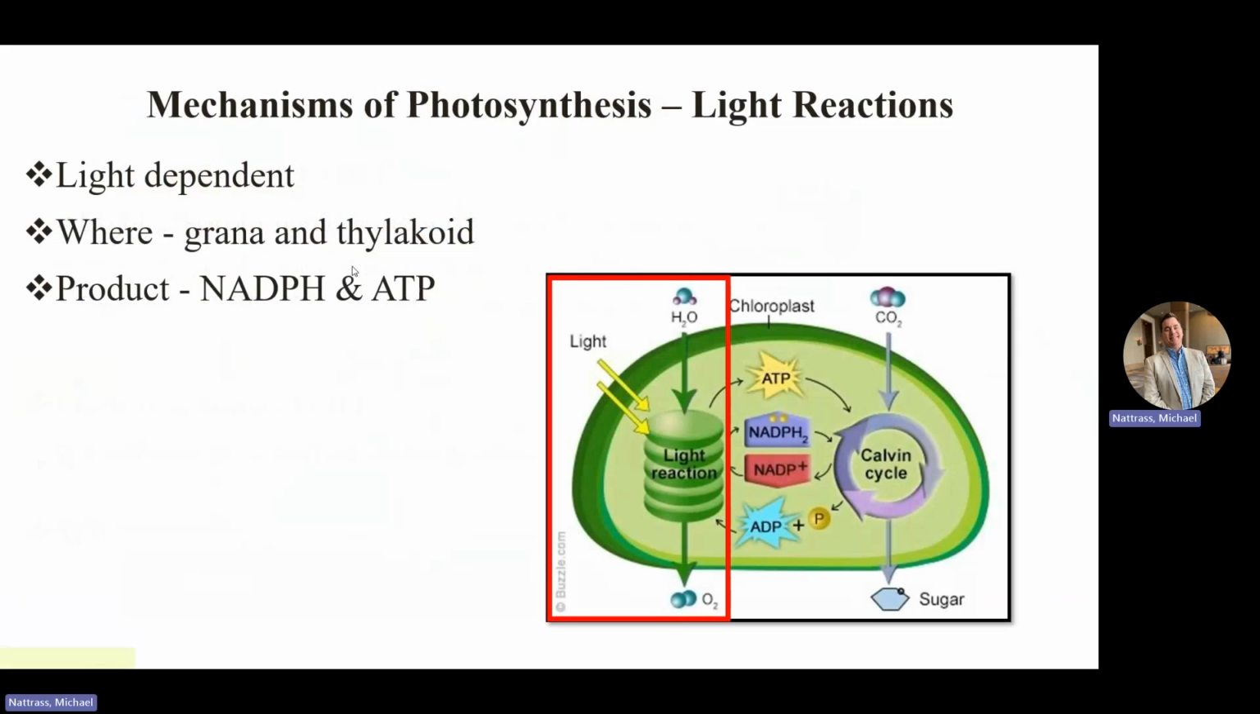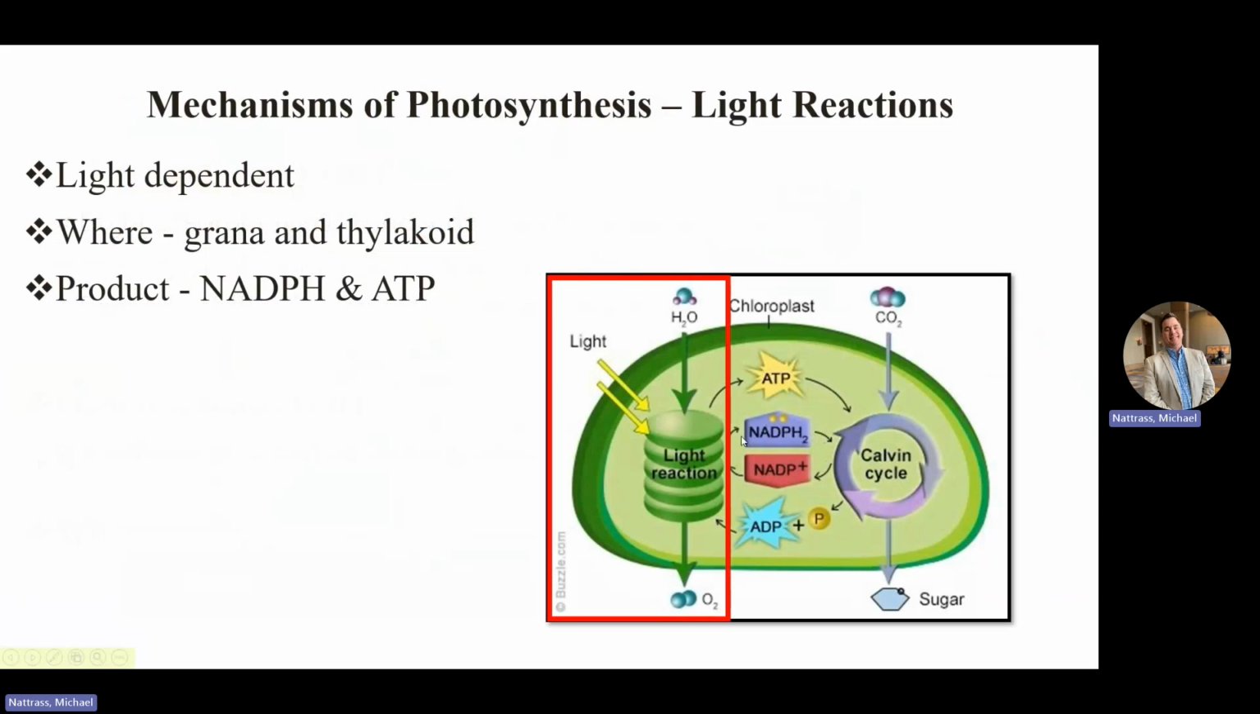And they produce NADPH and ATP. These are what drive the Calvin cycle. You see in this, we have ATP, that is energy going into the Calvin cycle. We have this NADPH and this NADP that's kind of spinning back and forth.